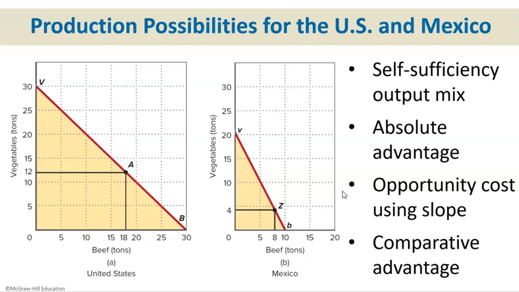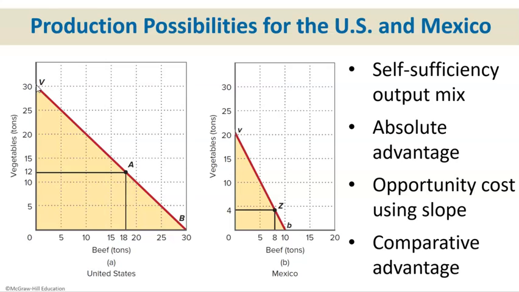The first thing we're going to be looking for is absolute advantage. Remember, absolute advantage is the country that can produce more of the good with their resources. So if you take a look at the graphs, you're just going to choose the country that can produce more. So with vegetables, the US can produce 30 and Mexico can only produce 20. So the US has absolute advantage in producing vegetables.